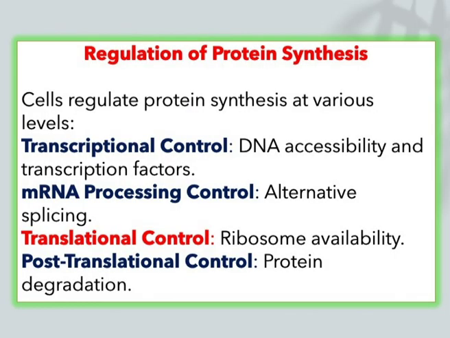Then initiation factors. A very small number of initiation factors are necessary for prokaryotes, but a larger number of initiation factors are necessary for eukaryotic protein synthesis. And what is the regulation of protein synthesis? Remember, my dear friends, transcriptional control, mRNA processing control, translation control and post-translation control are all involved at different levels of protein synthesis.